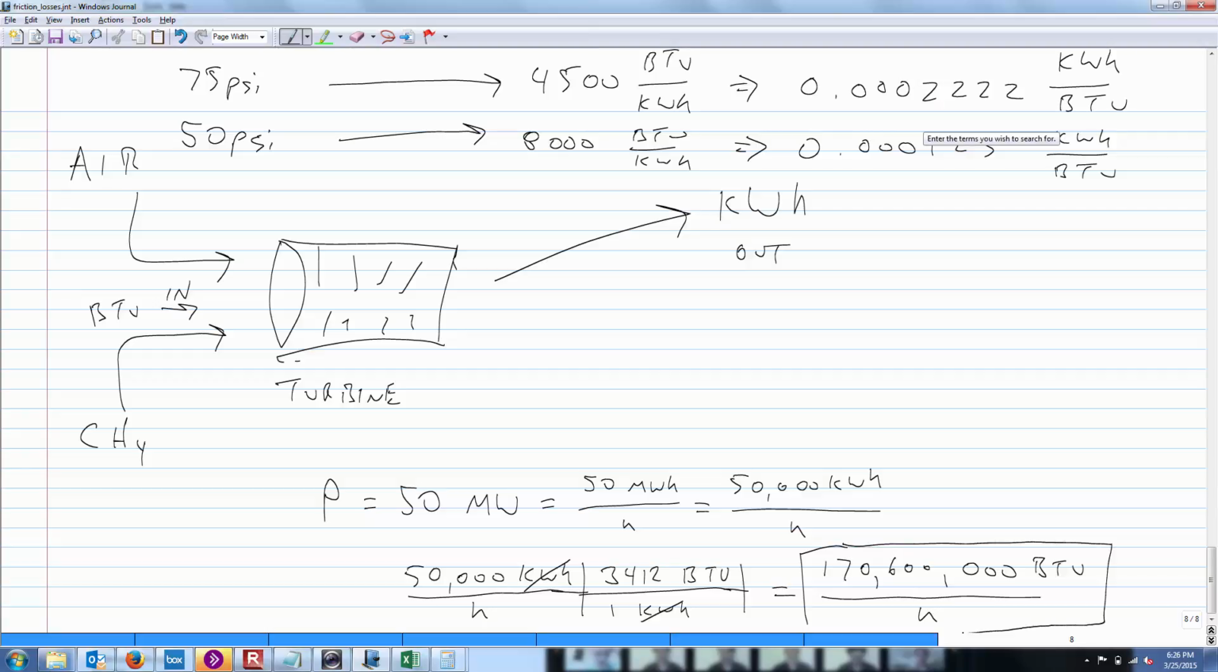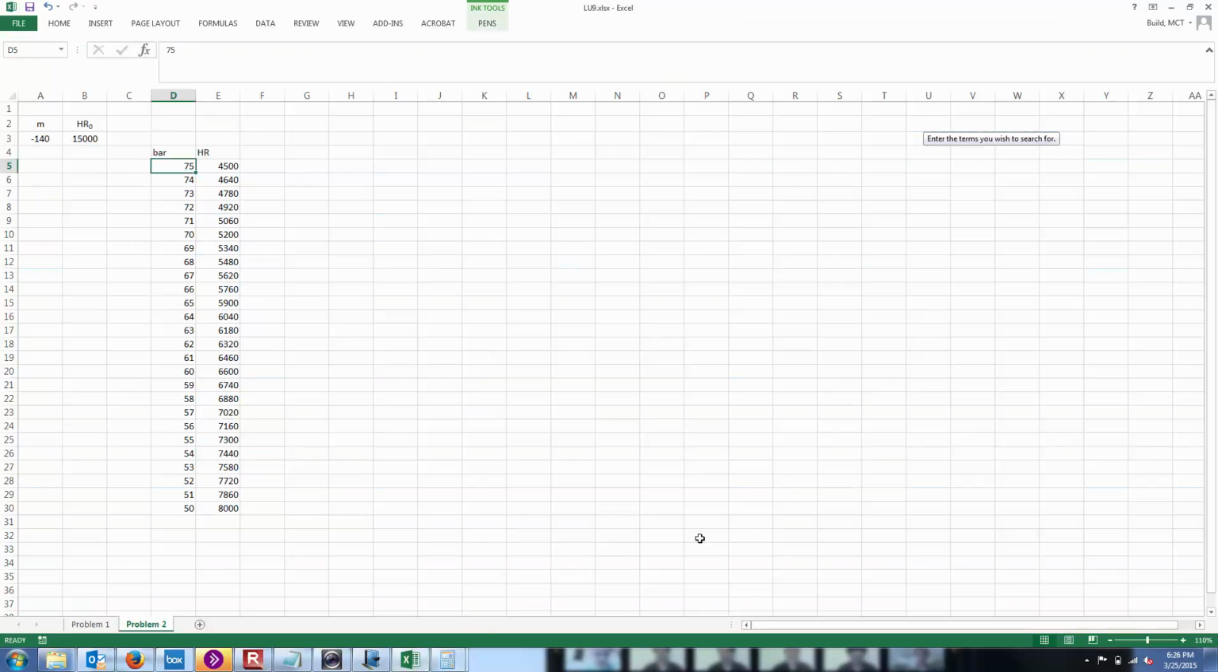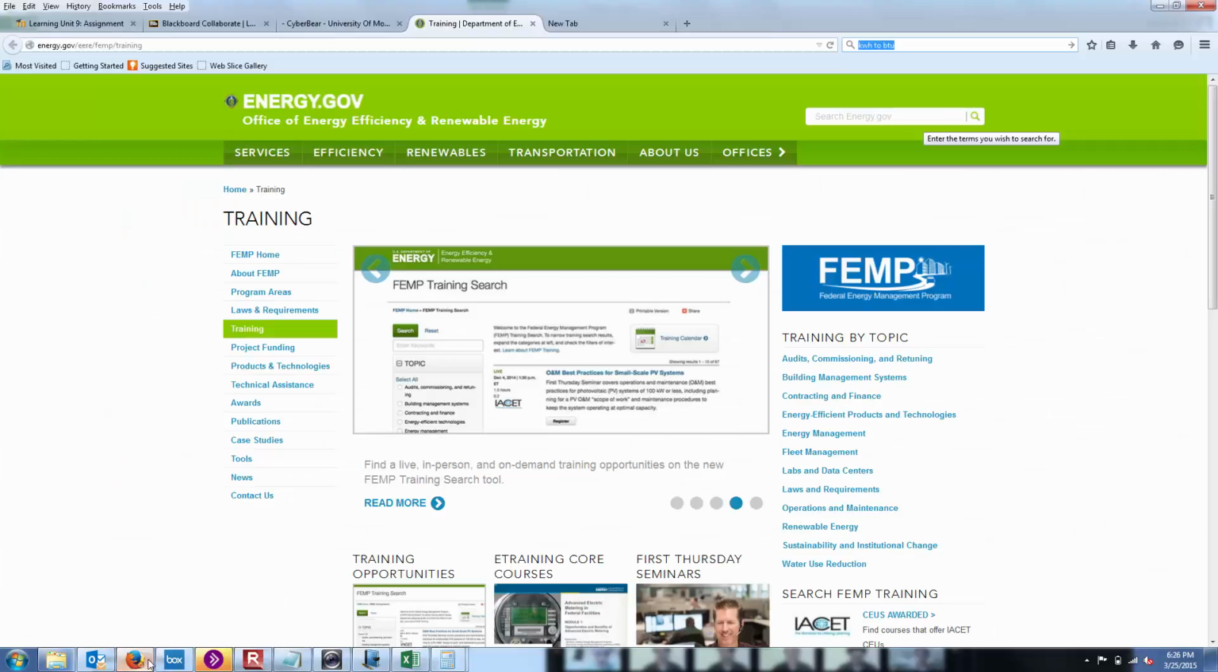It's pretty pricey. That's a big one. $4 per mega BTU. Oh, so that's not that bad. So that's only 170 mega BTUs. That's what I say. Yeah, the BTUs are weird.